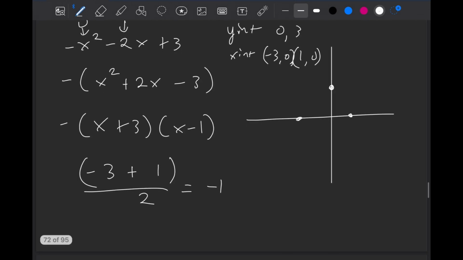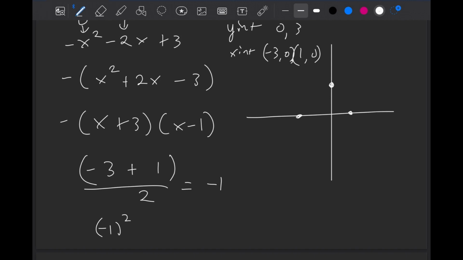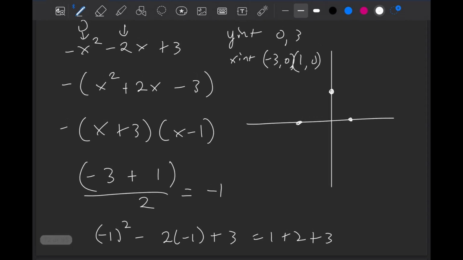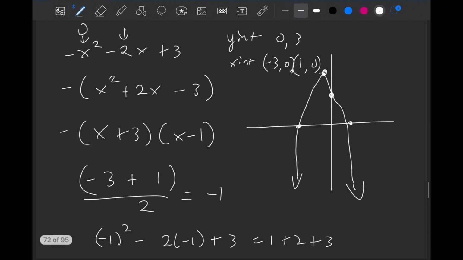And then lastly, just plug in minus 1. And we will get 1, and then minus 2, so that's going to be plus, and then plus 3, so it's going to be at negative 1 comma 6. So let's just say roughly here. And then that's going to go down through these points and down, something like that. So the vertex point was at minus 1 comma 6.